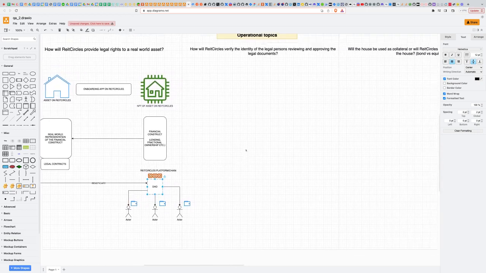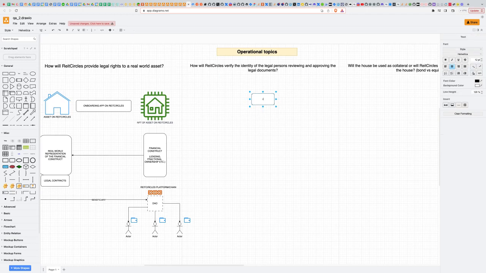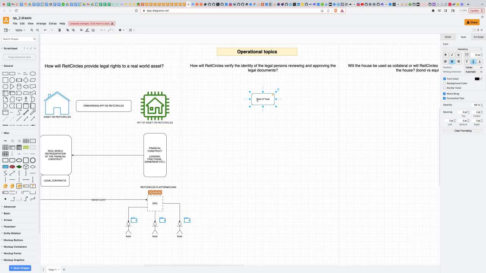Okay, second question. How will REIT circles verify the identity of the legal persons reviewing and approving the legal documents? This is quite an important question because this is at the root of it. So let's look at the verification chain that we are trying to build. There's the concept of root of trust. So whom do we trust at the beginning?